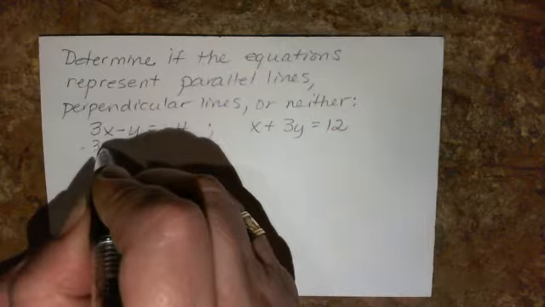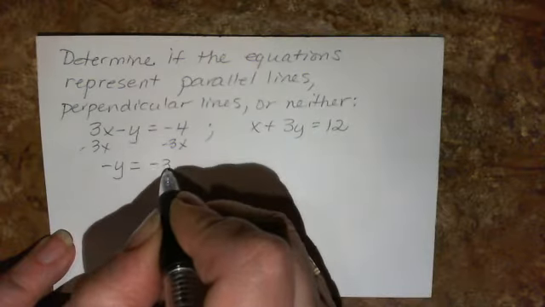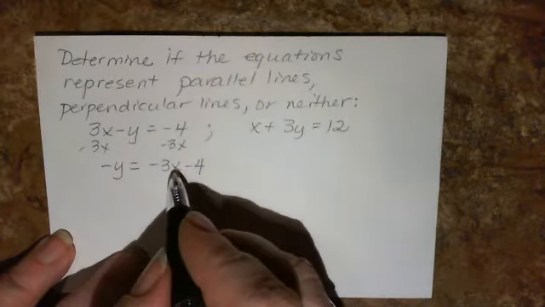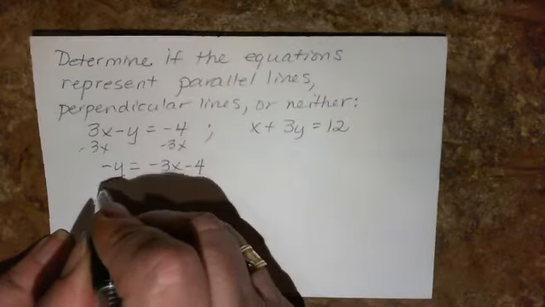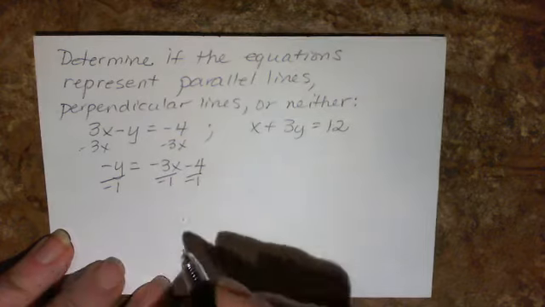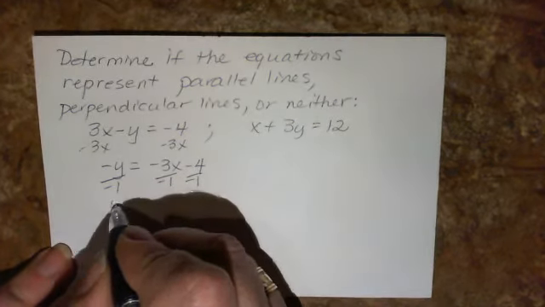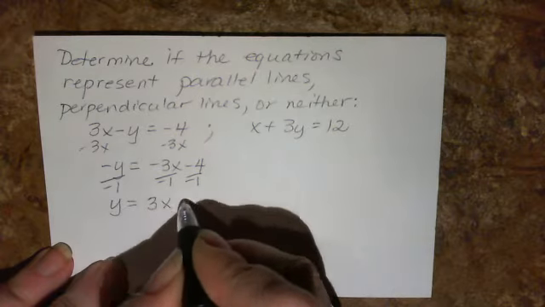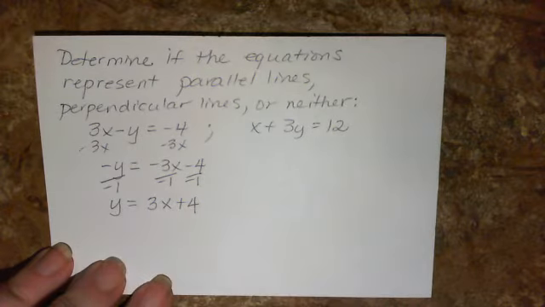We could subtract 3x from both sides. That would give us negative y is equal to negative 3x minus 4. And then we need to multiply or divide all terms by -1 so that y becomes positive. And that will change the sign of all other terms as well. That gives us y is equal to positive 3x plus 4.